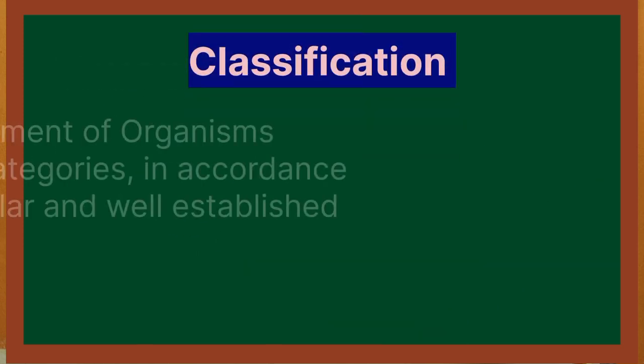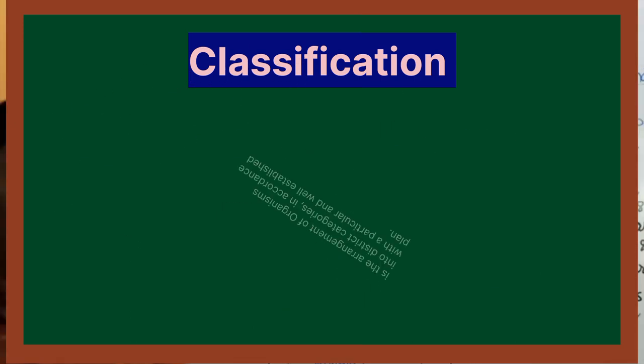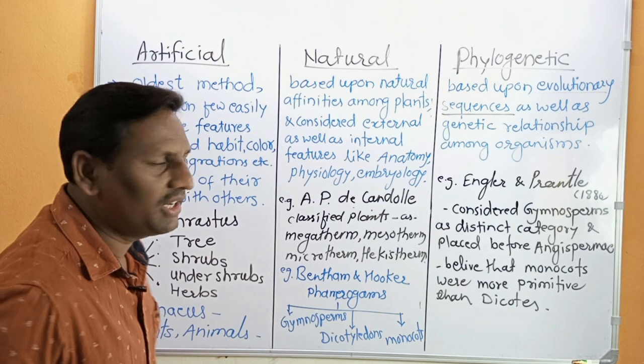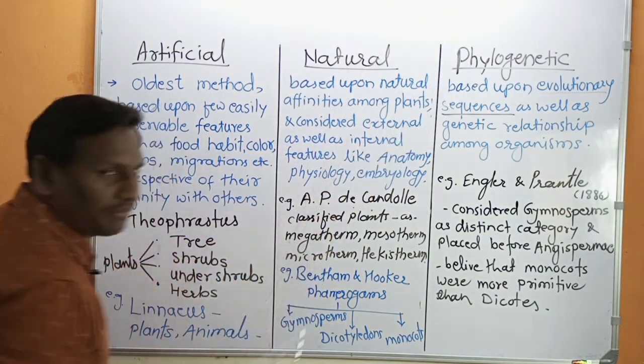Let us understand what is classification. Classification is the arrangement of organisms or group of organisms into distinct categories in accordance with a particular and well-established plan. Now let us try to understand the different types of classification. There are three methods of classification, namely artificial, natural, and phylogenetic classification.